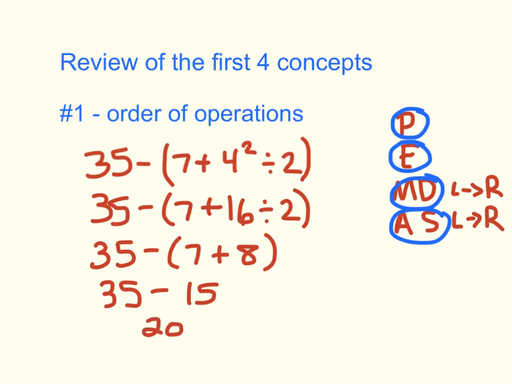One thing I would like to point out is that if these parentheses right here were not here, we would first do 35 minus 7, and then we would add 8. Instead, we add 7 and 8 because the parentheses tell us to do that first, and then once we get 15, we subtract.